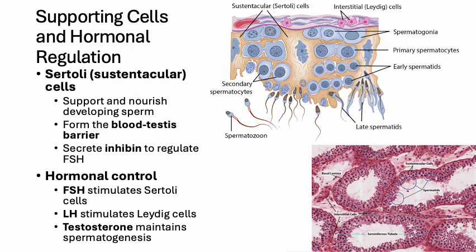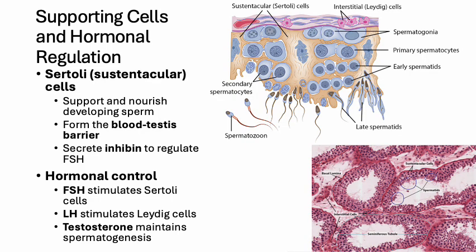Alongside the germ cells, the seminiferous tubules contain Sertoli cells. These are tall columnar cells that span the width of the tubule wall. These are essential for supporting, nourishing, and protecting developing sperm. They also form the blood-testis barrier, which prevents the immune system from attacking the genetically unique sperm cells.